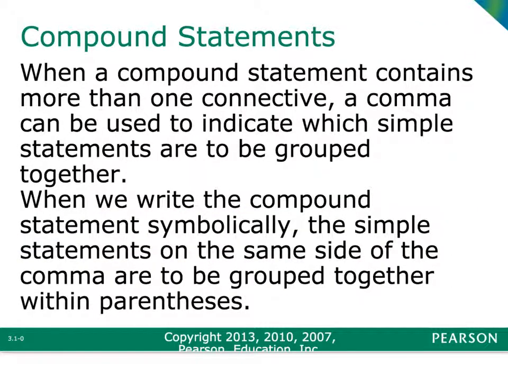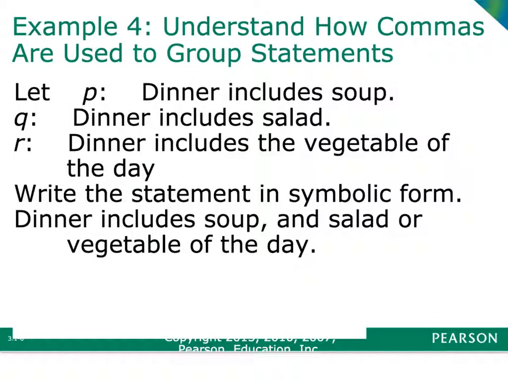When a compound statement contains more than one connective, often they're going to use a comma. Okay, and this comma is going to help indicate the groups. When we write the compound statement, the simple statements on the same side of the comma are to be grouped with parentheses. Okay, so example. P represents dinner includes soup. Q, dinner includes salad. R, dinner includes the vegetable of the day.